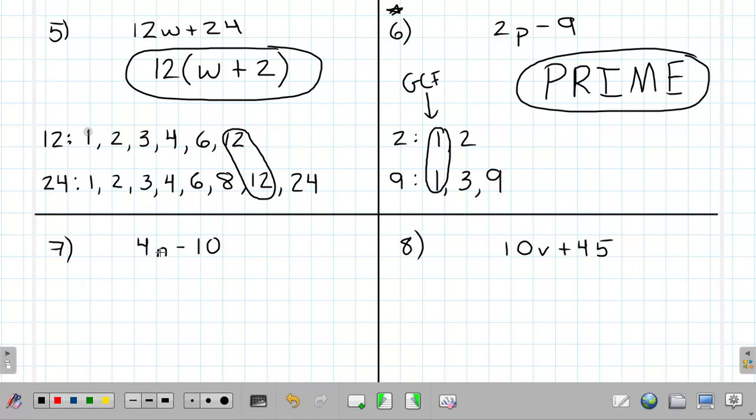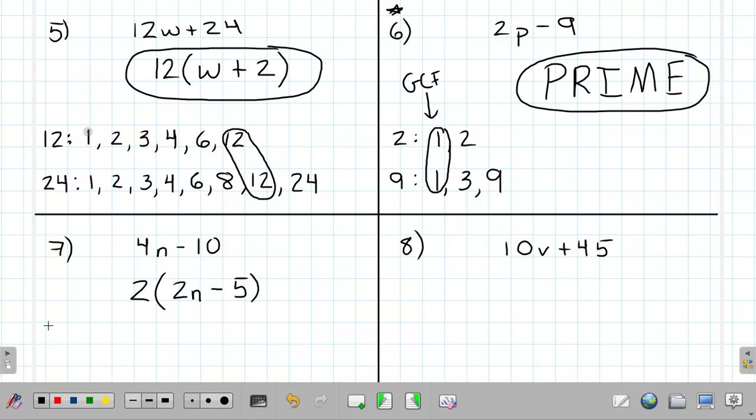Number 7, going a little quicker here, we can see the factors of 4 are 1, 2, and 4. Factors of 10 are 1, 2, 5, and 10. The only ones that they have in common are 1 and 2, 2 being the biggest, so our greatest common factor is 2. So we can factor out a 2. In this case, 4n divided by 2 leaves us with 2n, minus 10 divided by 2 is 5.